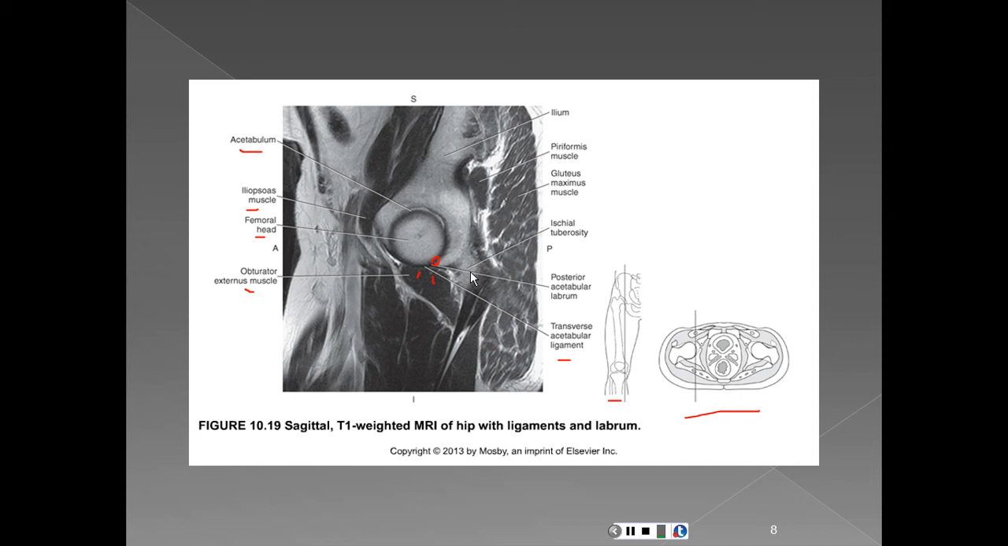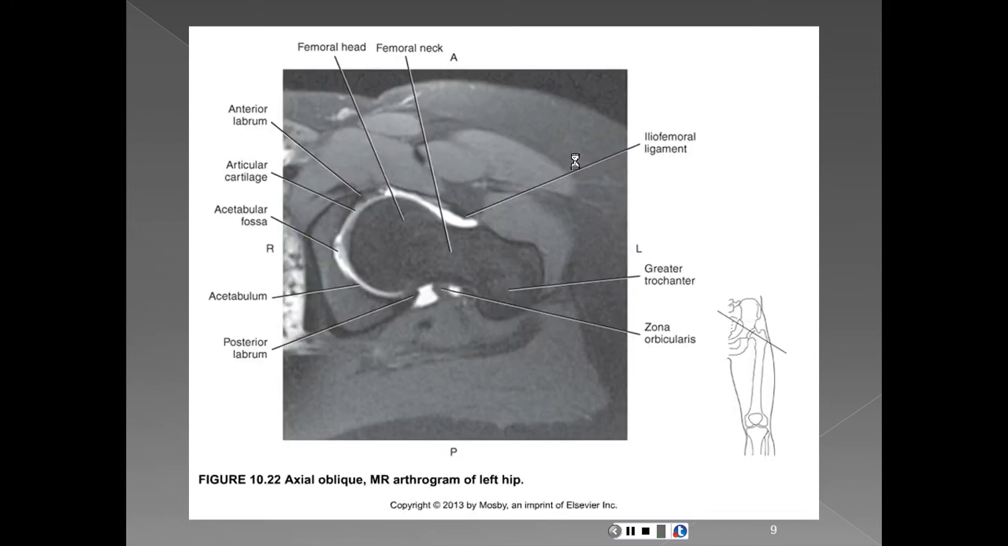Ischiotuberosity, we know that tuberosity is like a jutting of the bone itself, and the huge gluteus maximus muscle and the piriformis muscle. We learned about that in the pelvis. Okay, this is an axial oblique MRI orthogram of the hip. How do you know it's an MRI orthogram? Because the joint space is opacified with gadolinium.